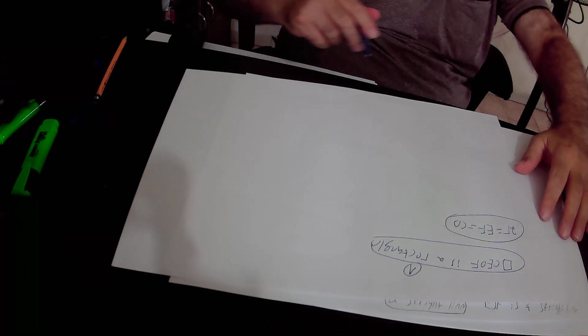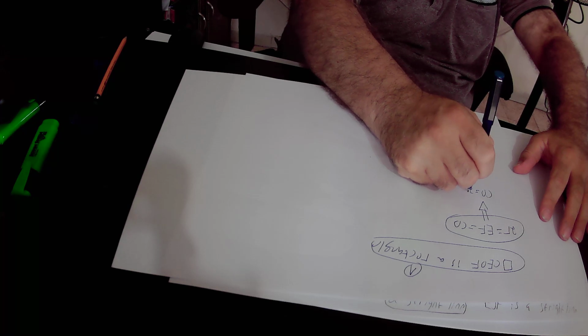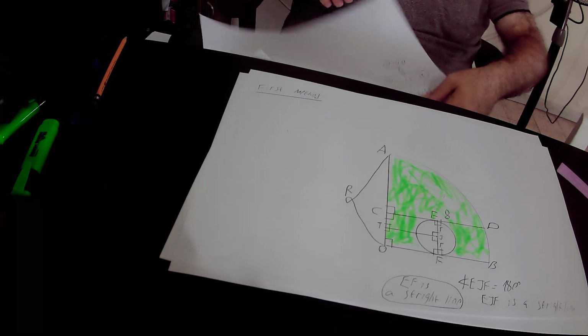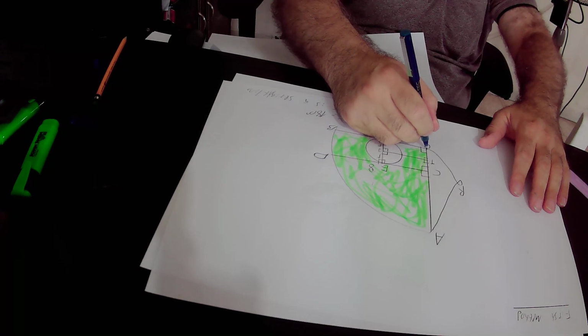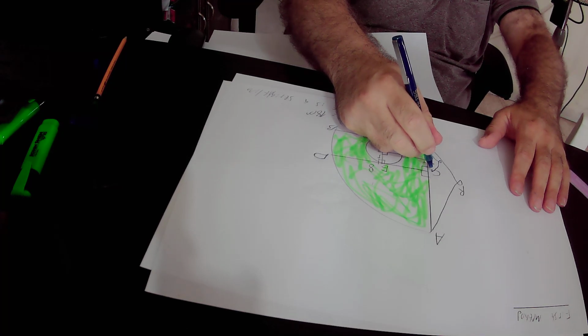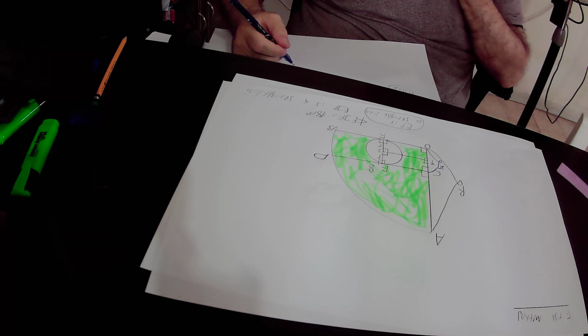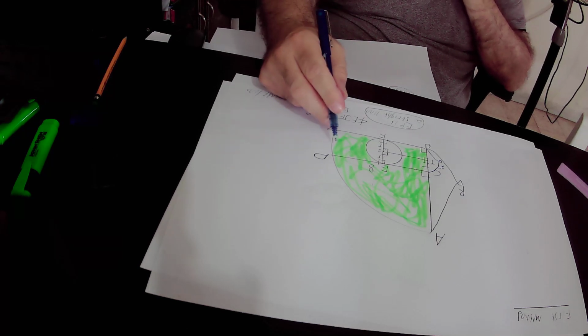And from this equation, 2R equals EF equals CO. We will derive that CO is also equal to 2R. Here we can write down that CO equals 2R. In the next step, we will join points O and D together by a straight line.